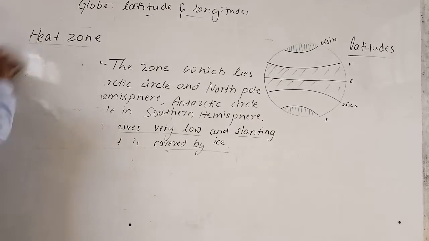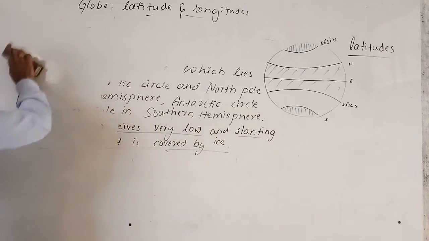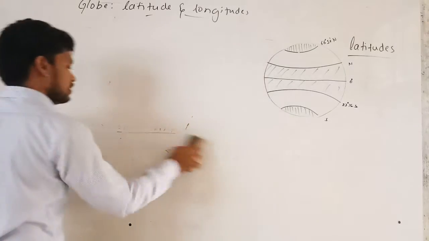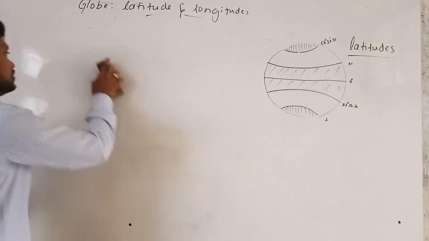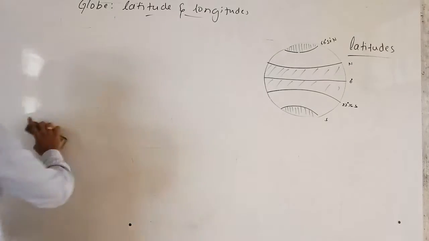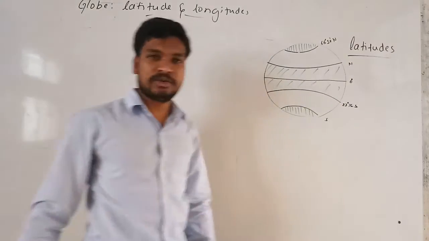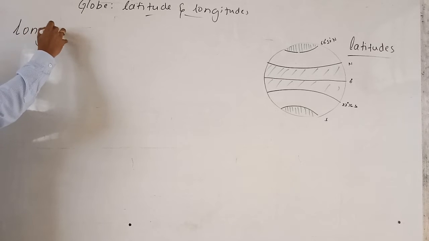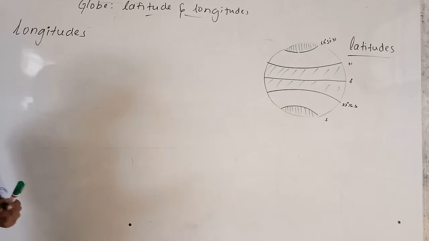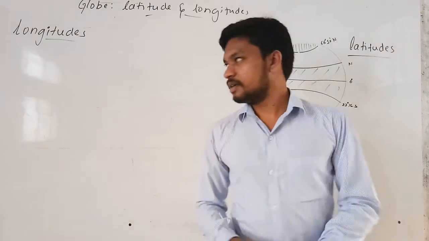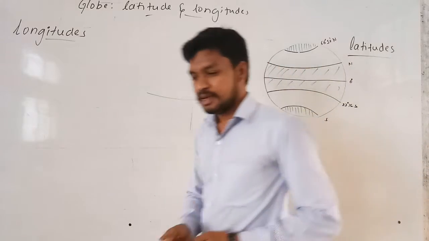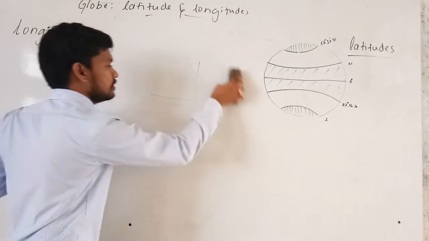The longitudes. Now we have discussed the latitudes and the important latitudes. There are five, and those five latitudes give reference to the changing zones, like the temperate zone and heat zones. Now we go on to discuss longitude. The next concept is longitudes. The name itself gives information. Long, long, it's very long, so it's longitude. Lateral, lateral, so it's latitude. Long, it's longitude.